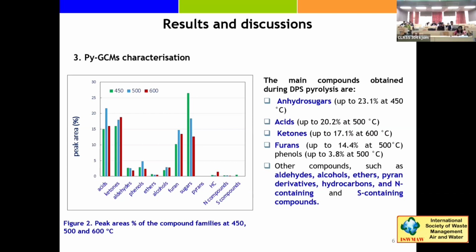It's up to 23% at 450 degrees. The acids up to 20% at 500. The ketones up to 17% at 600 degrees. The furans up to 14% at 500 degrees, and the phenols up to 4% at 500. These compounds play diverse roles.